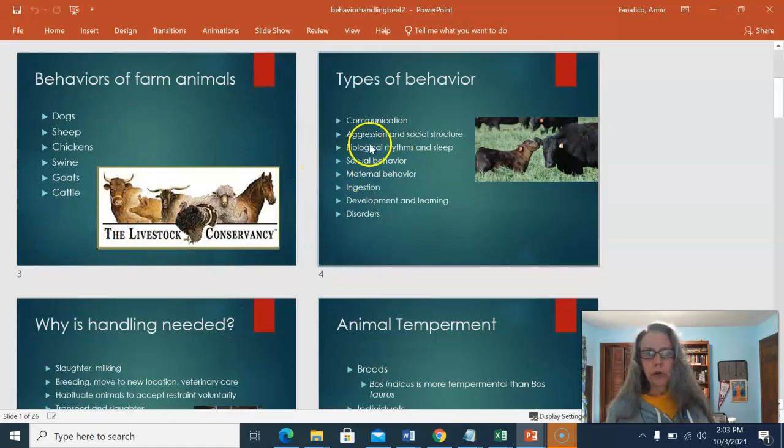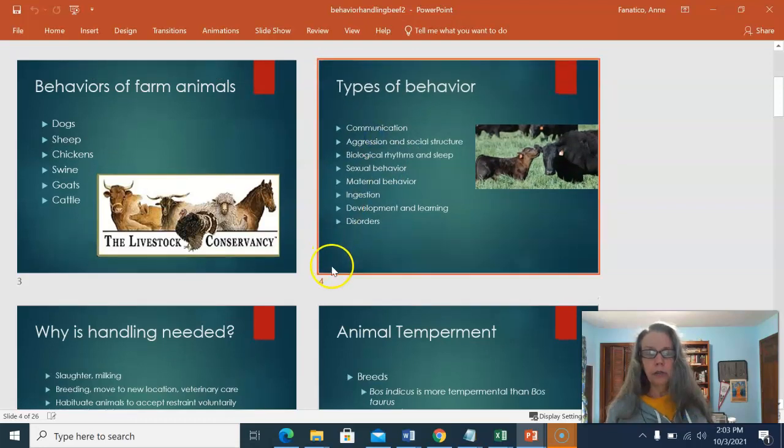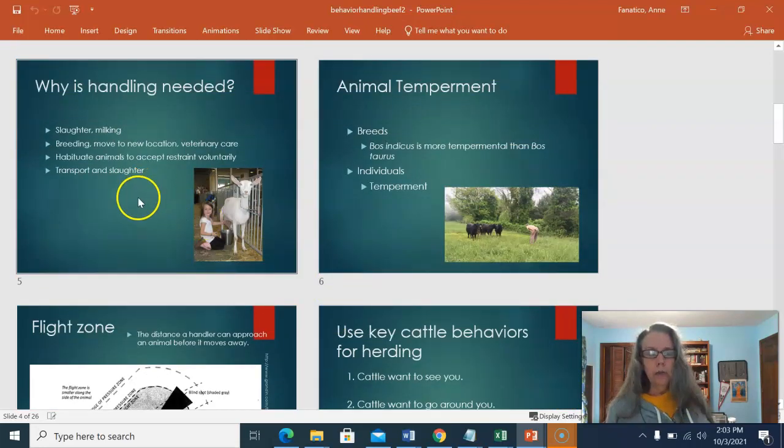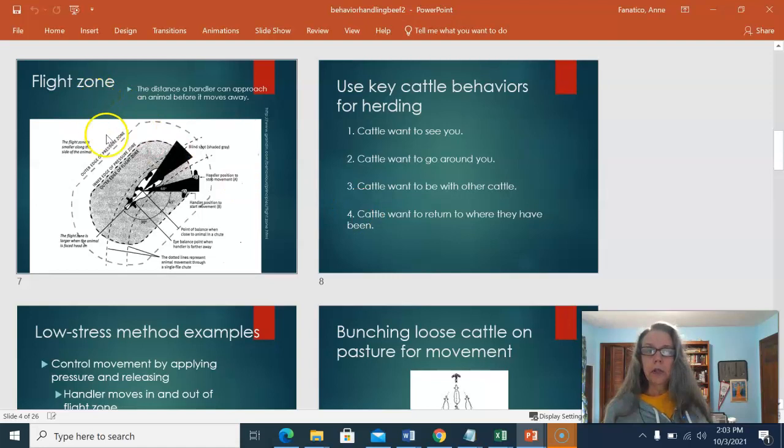And it's important to know some of the major types of behavior. Aggression is one that's really helpful to know about, and why we need good handling systems for slaughter, milking, or transport. Animal behavior does depend on temperament. And then in the reading, you learned about the flight zone, that animals move away from a handler as the handler approaches their individual flight zone or puts pressure on the herd flight zone.